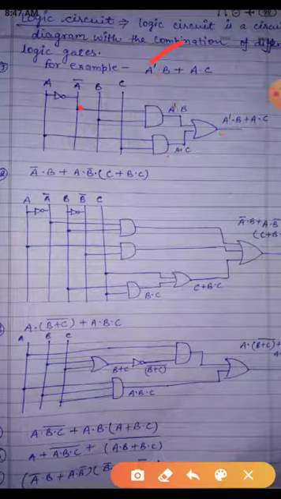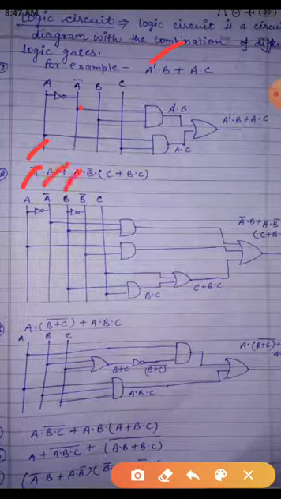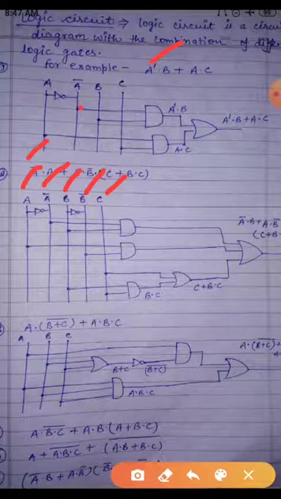A bar dot B plus A dot B bar dot C plus B dot C. ब्रैकेट के पहले डॉट ही होता है अगर कुछ नहीं दिया तो. How many variables here? A, B, C, three variables are given, but A and A bar are also given. B bar is given, C bar is not given. So you will draw A bar, B bar, C. No need of C bar.